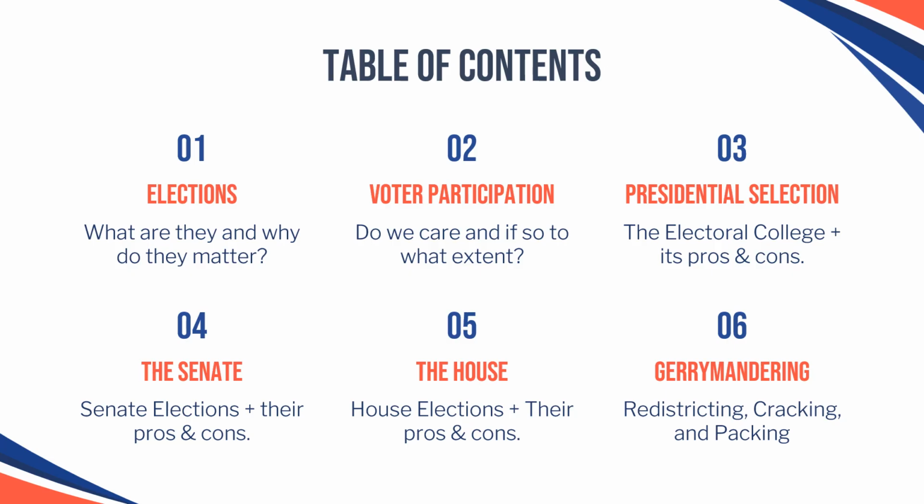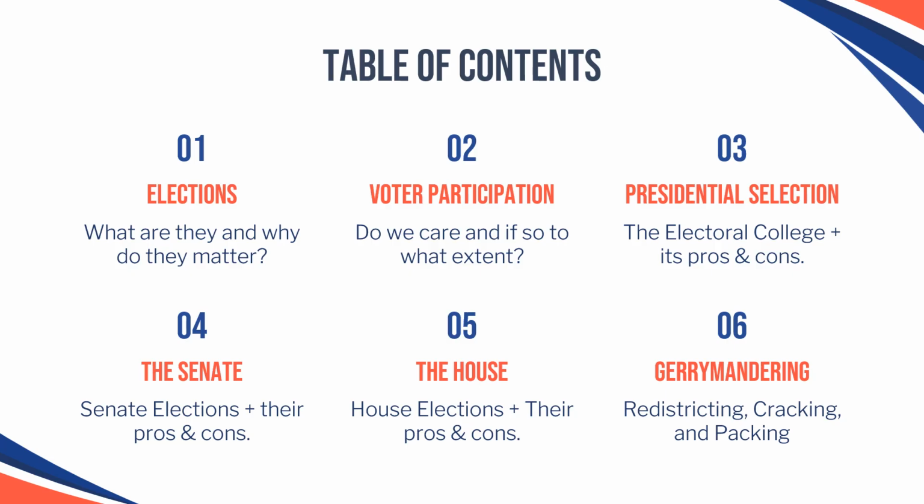The third learning objective asks for you to detail how the framers designed the presidential selection process and some of the arguments both for and against the system, while the fourth learning objective asks for you to explain how the framers designed Senate and House elections, how these are different, and why.